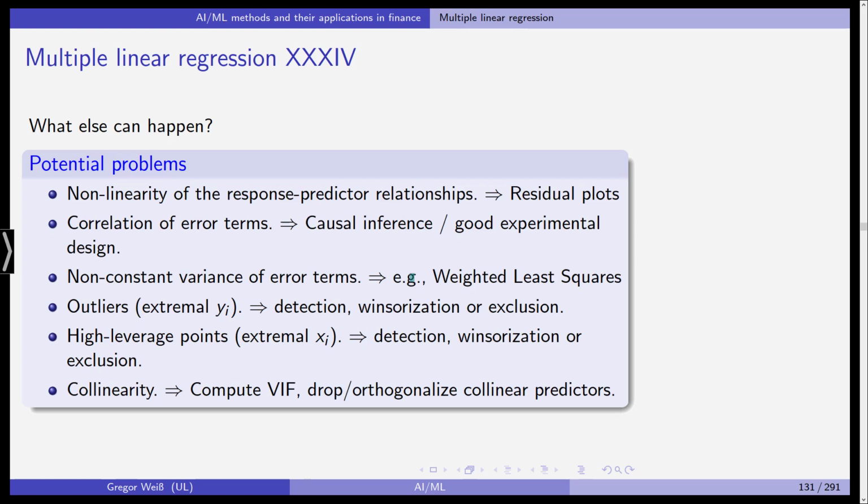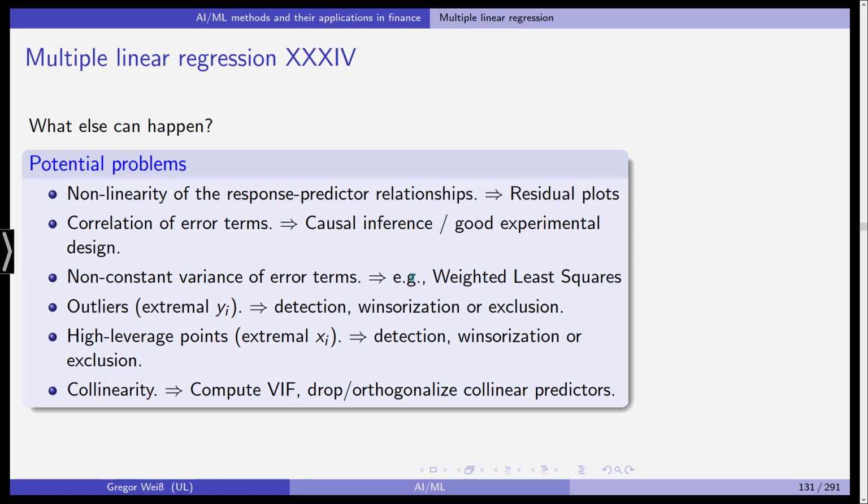The third problem is a non-constant variance of error terms. One assumption is homoscedasticity, meaning that the error terms have a constant variance. If it is not constant, for example, we have an increasing variance with more and more observations, one central assumption of the OLS model is violated, and we can use, for example, weighted least squares.